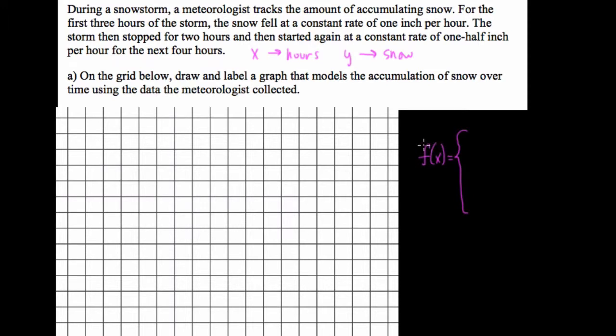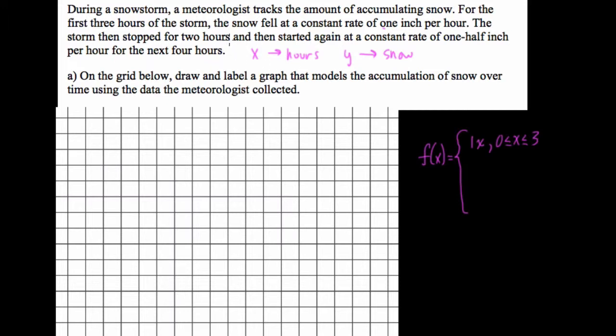So the amount of snow, y, or f of x, depends on how many hours into the situation, or into the storm, that we are. So here for the first 3 hours, it fell at a constant rate of 1 inch per hour. So here that means if we're starting at 0, 1 inch per hour is just 1x. Our slope is 1, and that's when x is between 0 and 3, the first 3 hours of the storm.